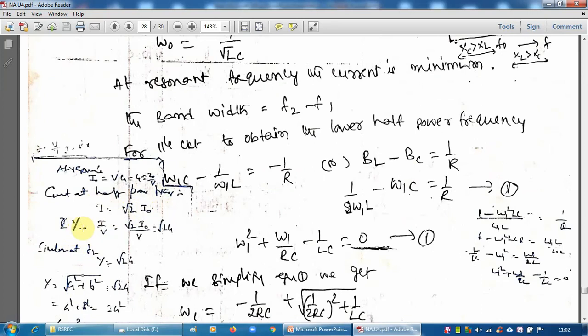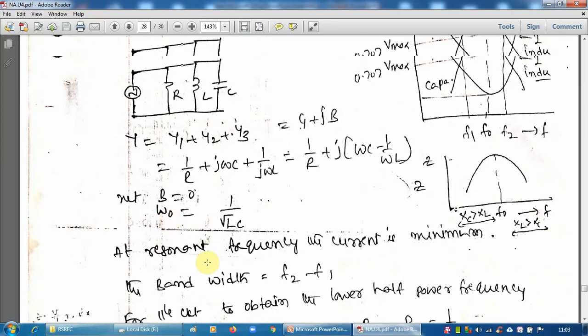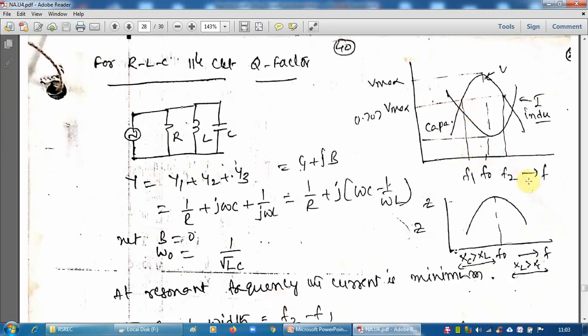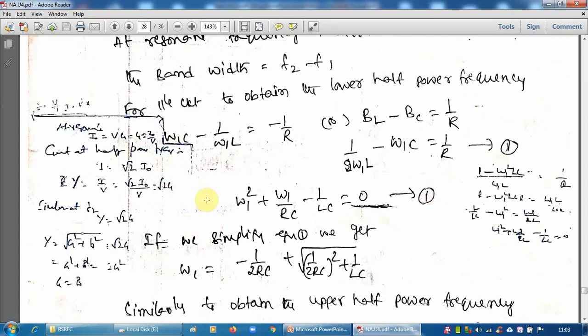Or in general, again I am saying I equals V into Y, or from this Y equals I by V. But at half power frequencies, I equals root 2 into I naught, that is written here, root 2 into I naught by V. And this I naught by V, from this expression, can be written as G. So what is the Y value? At this F1 and F2, the value of Y equals how much? Root 2 into G.